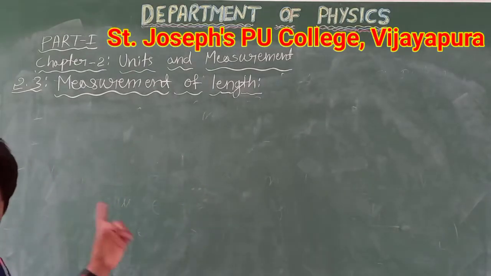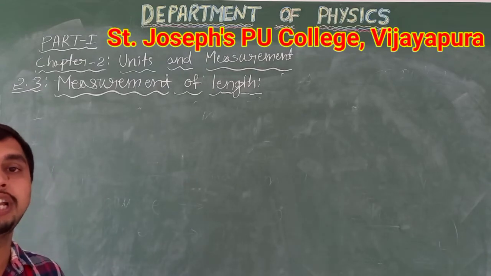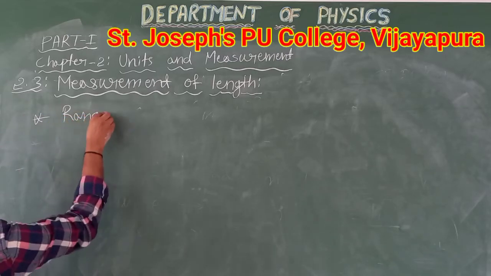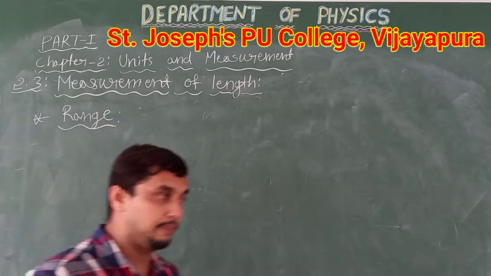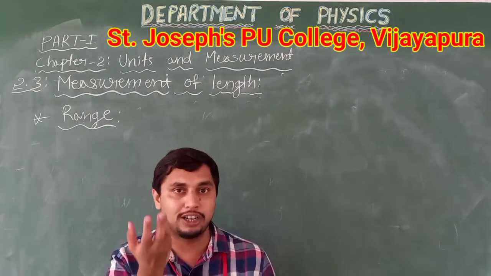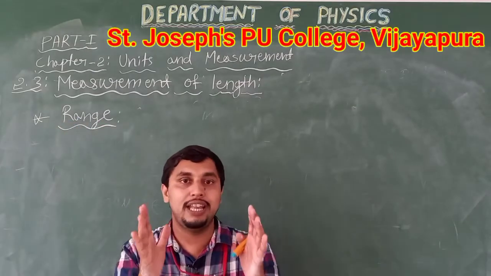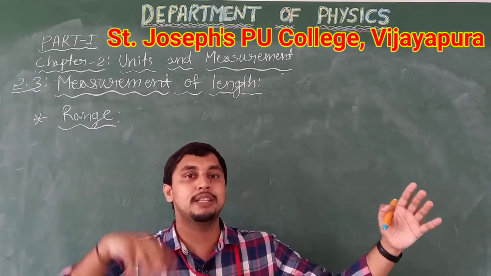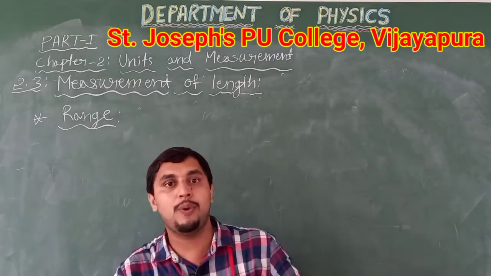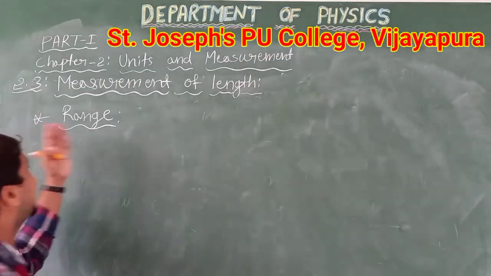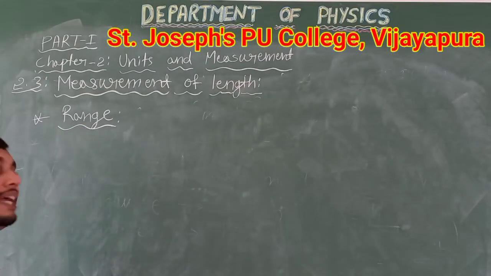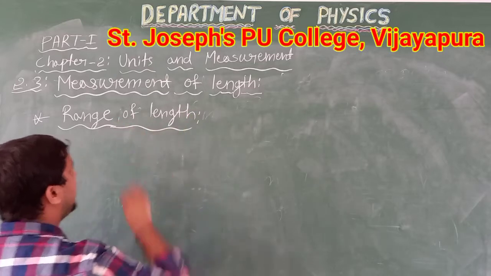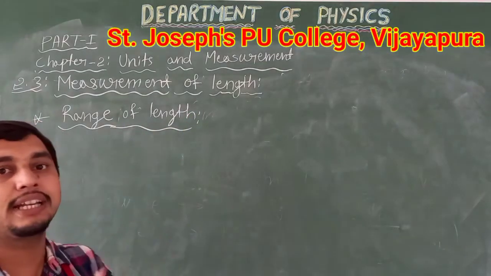Clear? Now, before going to the indirect method for a larger measurement of length, we have to know about the range of length. The range of length in the universe: the length varies from where to where. Range, you people already have an idea about range, is nothing but the lower limit to the upper limit. That means the lower value to the higher value, or smaller value to larger value. So the range of length in the universe, how it varies, from where to where.